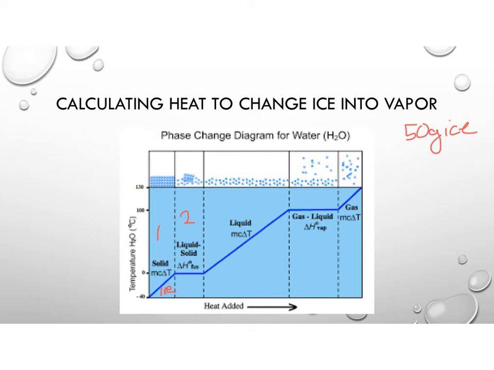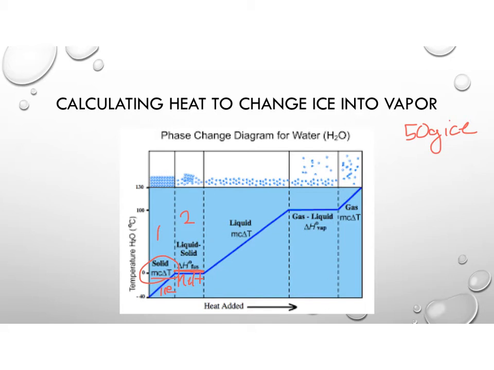In section number 2, we are starting to melt. And if you look here, the temperature is not changing. So if we used this change in temperature formula, we would put in a 0 change in temperature, which would calculate into no heat needed to melt something, which is not scientifically sound, which is why we have to use the latent heat of fusion. So we would take that 50 grams of ice times the 333 joules per gram to get the total amount of heat to melt those 50 grams of ice.